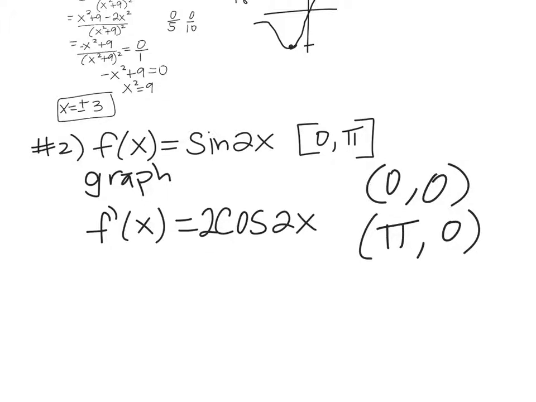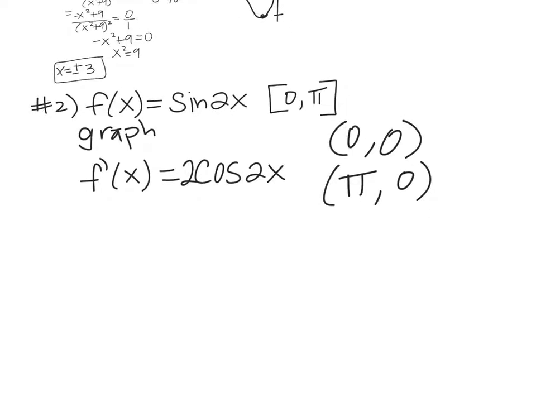They're different, though. This 0, 0 right here is a minimum on the graph, and this pi, 0 is a what? It's a max. You see that? Then we have this one right here, which is a maximum. Where do you think that's going to be? Let's see. This is 0 to pi.